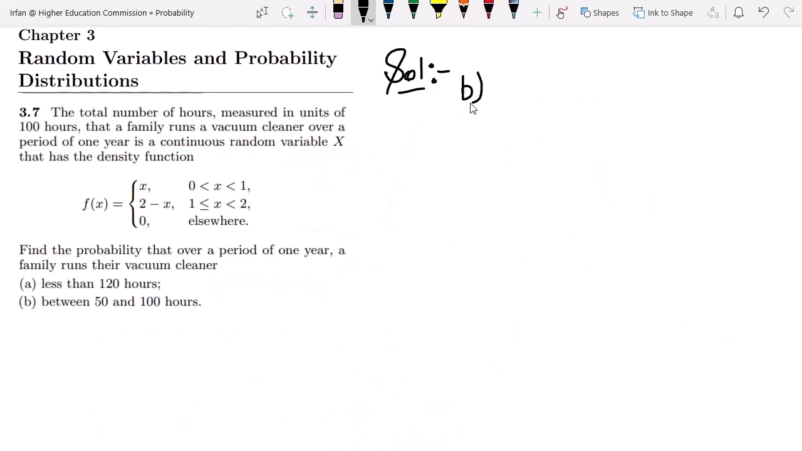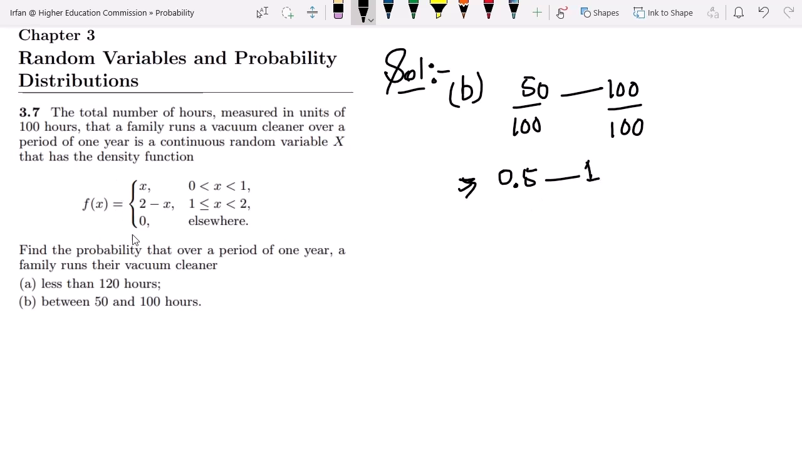In part B, we have to find the probability that the vacuum cleaner will run between 50 and 100 hours. Again we have the scale in which we have 100 hours, so dividing by 100 here as well, I will get the range from 0.5 to 1. So this is the range of our equation now.